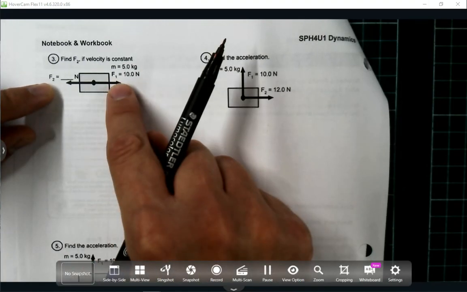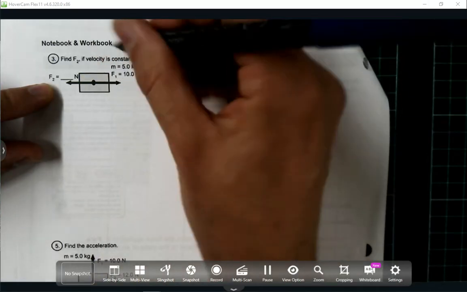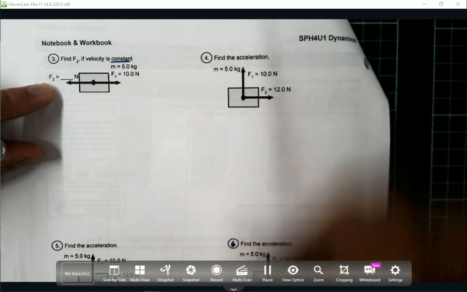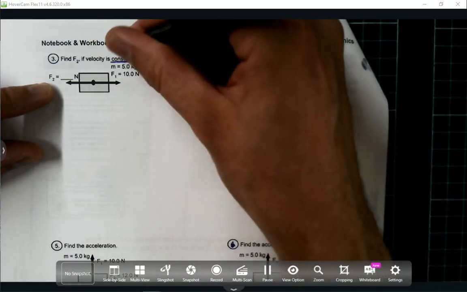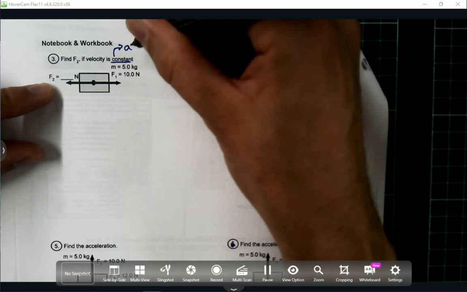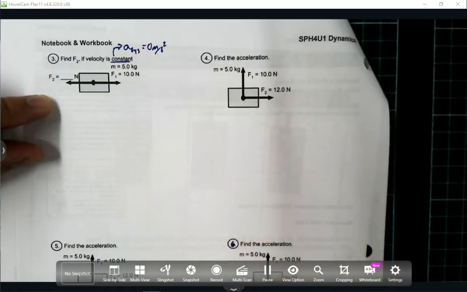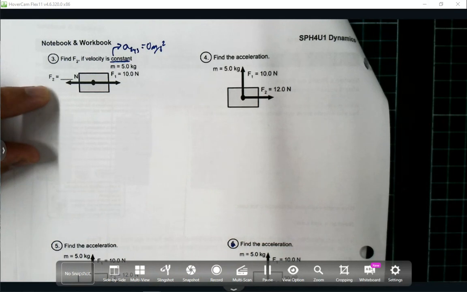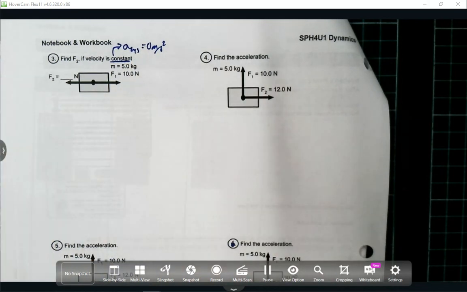Looks like I've got force 1, I've got the mass, the velocity is constant. So if the velocity is constant, what does that tell you about the acceleration? 0, yeah. So there's some implicit information there. The acceleration of the system is 0 meters per second squared. That's important. And we're supposed to find F2. So it looked like we had 2 unknowns, but actually we only have 1 because of the implied information.